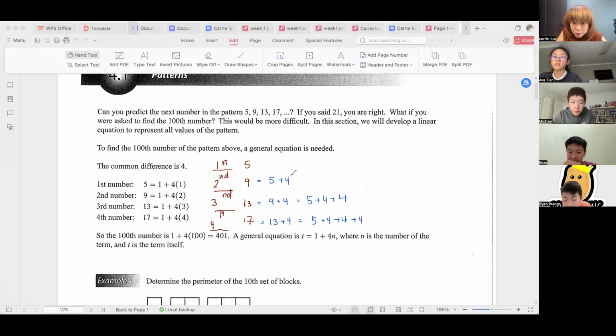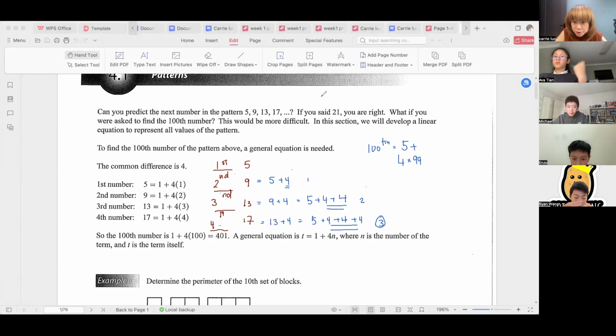We have the first one. For the second one, how many 4s are there? 1. For the third one, how many 4s are there? 2. For the fourth one, how many 4s are there? 3. Now I want to ask you, what is the 100th one? It is 5 plus what? 4 times 100 or 99? 4 times 99. Very good. 4 times 99. Get it, Ava?